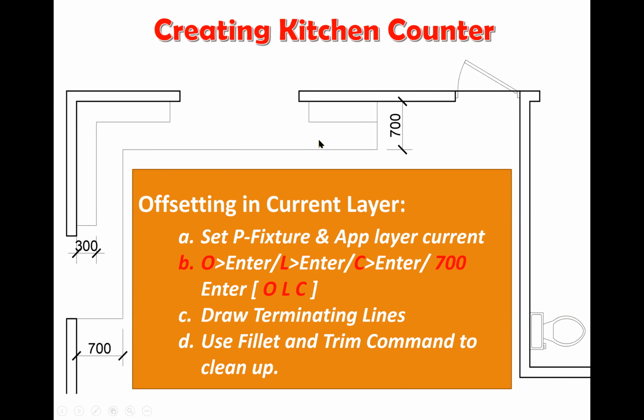So the procedure to offset from one layer into another, and I've written down the procedure here, is: O for offset, enter, then L for layer under offset, enter. Then C for current under layer, enter. Then you follow with your distance. The distance is 700, so 700 and enter.